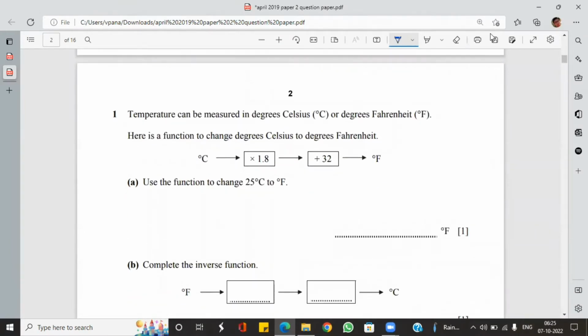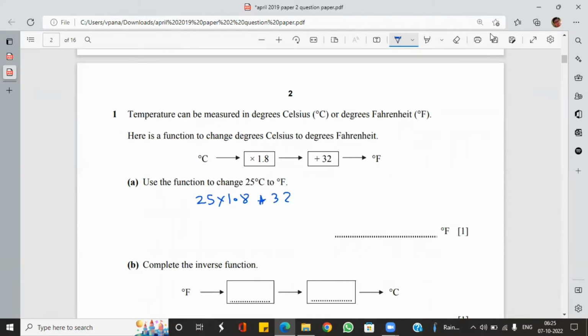So question number 1, temperature can be measured in degrees Celsius or degrees Fahrenheit. Here is a function to change degrees Celsius to degrees Fahrenheit. So degrees Celsius, function machine, you multiply by 1.8, then add 32, and then you get degrees Fahrenheit. So to convert 25 degrees Celsius to Fahrenheit, we will be doing 25 multiplied by 1.8 plus 32.